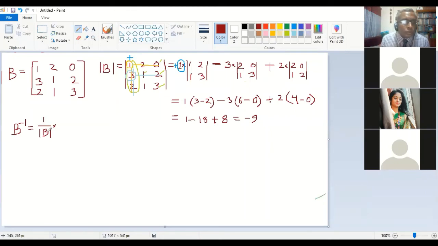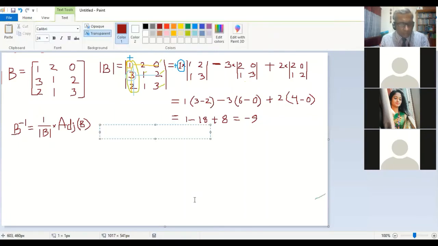So what is the name? I did not tell you in the last class. The rearrangement is called adjoint. It is written ADJ, ADJ bracket B. It is called the adjoint matrix. I did not tell you the name in the last class because I wanted to make it simple. So it is actually the adjoint matrix of B.